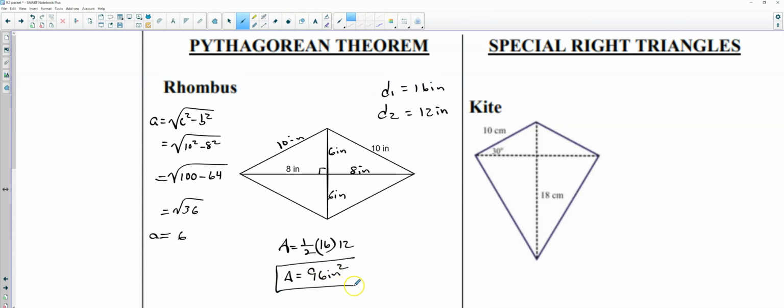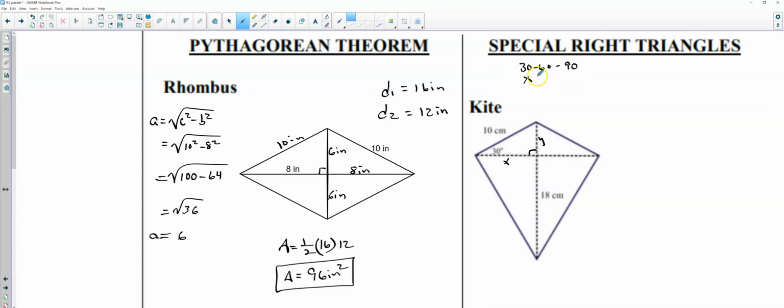Neat. And last, we have the kite. They gave us that this is going to use special right triangles. Remember, this is perpendicular. It's 2 diagonals. So the first diagonal, I need to find this, and I also need to find this right here. So I'm going to put X right here. I'm going to put Y right here. So it's a special right triangle, a 30, 60, 90.